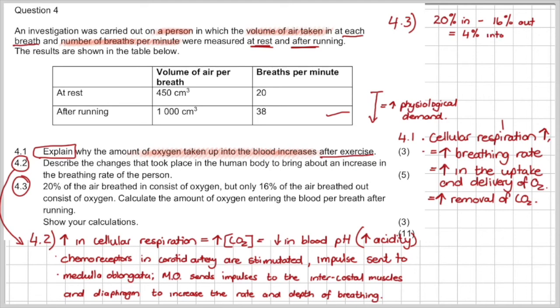All right, if we look then at what this means, that 4% is moving into the blood. Question asks us, calculate the amount of oxygen entering the blood per breath after running. So if we look at the volume that this represents, after running, we've got a volume of 1,000 cubic centimeters, and we're multiplying this by 4%. That will give us the answer in volume of air, which is 40 cubic centimeters. All right, and that's a 3-mark question. So for all of our calculating over there, we're going to be getting our 3 marks. And there's a total of 11 for question 4.